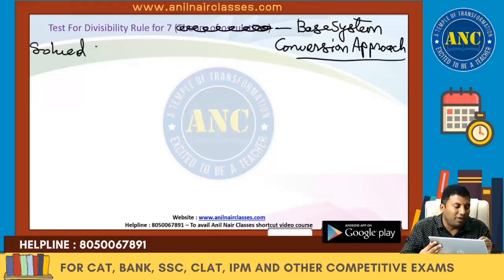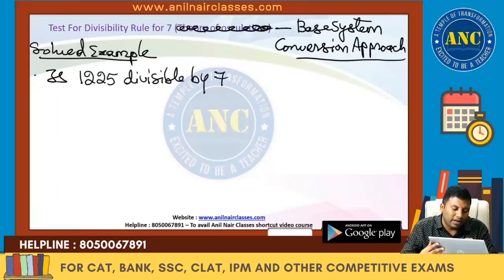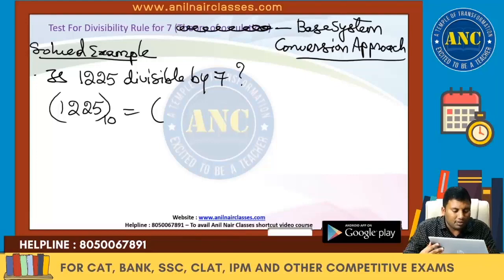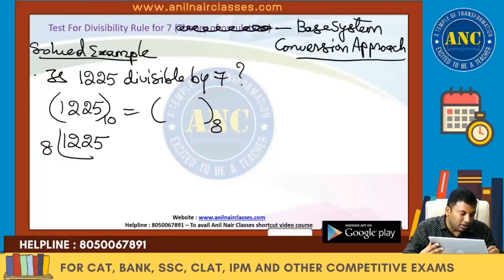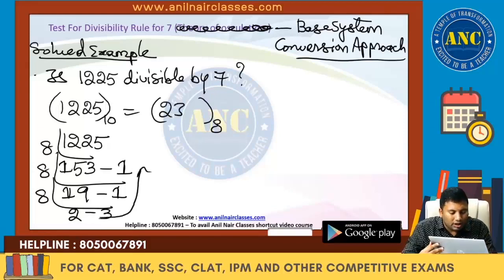Solved example. Every class of mine will change the way you think about aptitude. Is 1225 divisible by 7? The approach: 1225 is in base system 10. I want to check by 7, so I will convert into base 8. Conversion means I have to divide. 8 ones are 8, 42. 8 fives are 40, 25. 8 threes are 24, 1. 8 ones are 8, 73. 8 nines are 72, 1. 8 twos are 16, 3. Write from bottom to top: 2, 3, 1, 1, base 8.